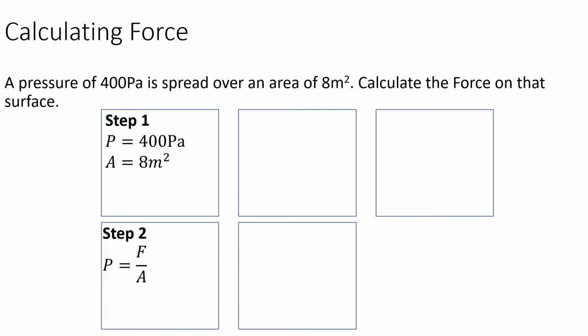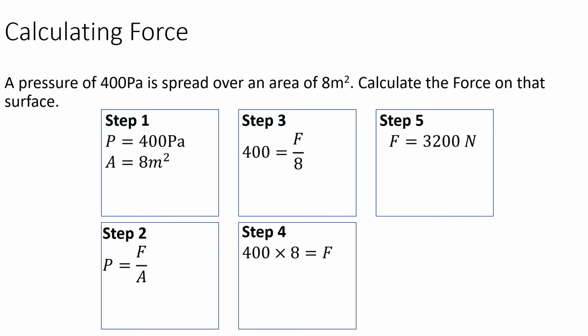Step 2, write the equation. Step 3, substitute in the numbers. So this time, instead of P, I write 400. We leave F as it is, and instead of A, I write 8. Then I'm going to rearrange the equation to make F the subject of the formula in step 4. And finally, in step 5, write the answer with the units. Copy and complete.